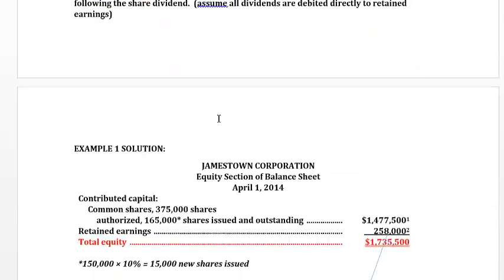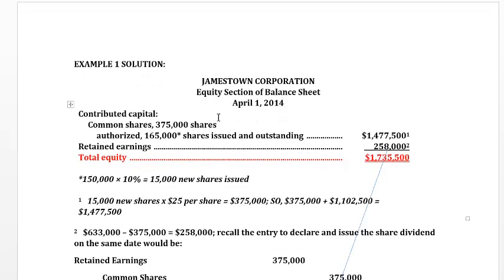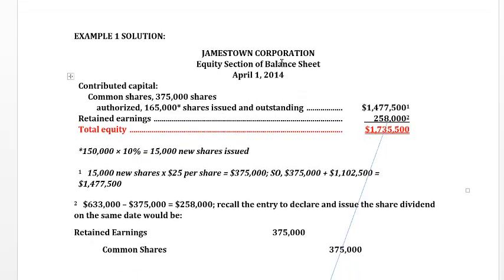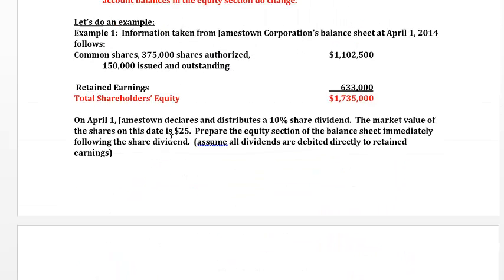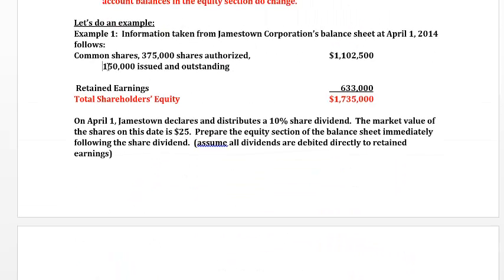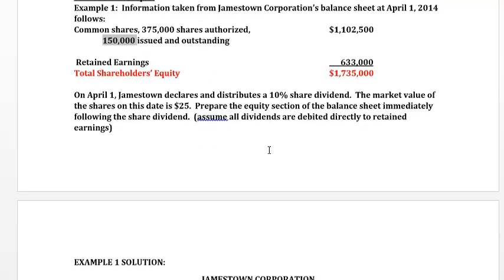So what would happen in our solution? Well, if we looked at the equity section of the balance sheet just after the issue of the share dividends, so that might be better just to put it at April 2nd, after the issuance of the shares, what do we see? We still have the same authorization limit. That hasn't changed. But notice now we have 165,000 shares issued and outstanding. When we were there the day before, we only had 150,000 shares issued and outstanding.